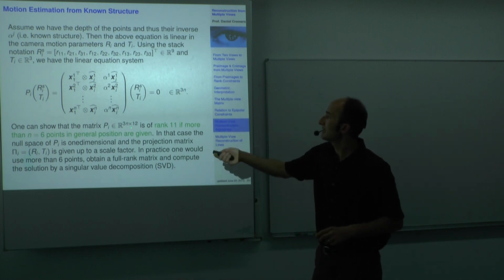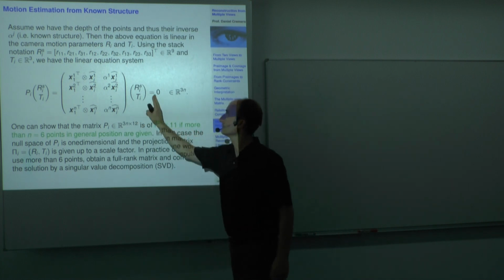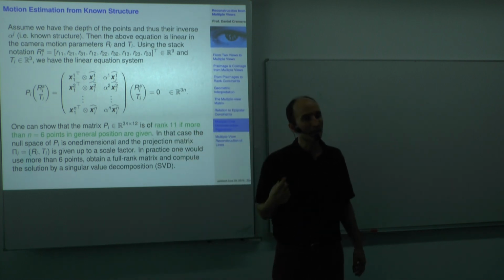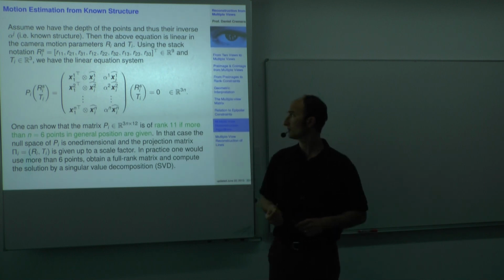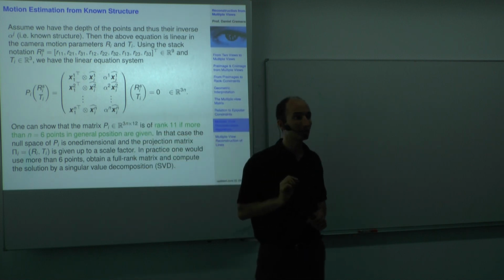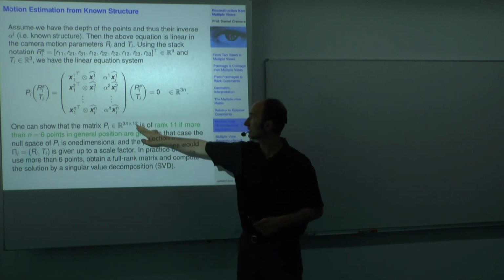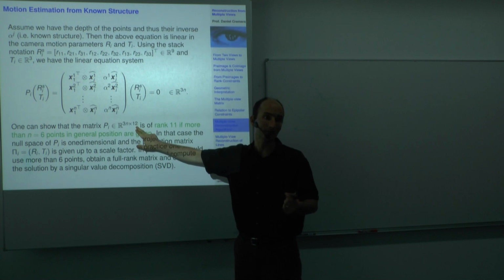So this is a 3n by 12 matrix, and the solution we are looking for is in the null space. And again, the same reasoning, we want a unique reconstruction. Therefore, we want to make sure that this matrix has rank 11. It has at most rank 12. If it has rank 12, meaning it's full rank, then only 0 is mapped to 0.